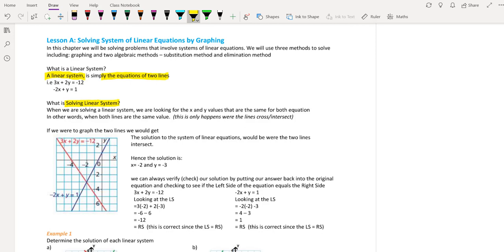Two equations of a line, so I've given an example here. We've got line 1 and line 2. And to solve it, we can take a couple of different approaches. We can do a graphical method or an algebraic method. In today's lesson, we'll be looking at a graphing method. If I were to graph those two lines, it would look like this, as shown before. What does it mean to solve the system of equations?